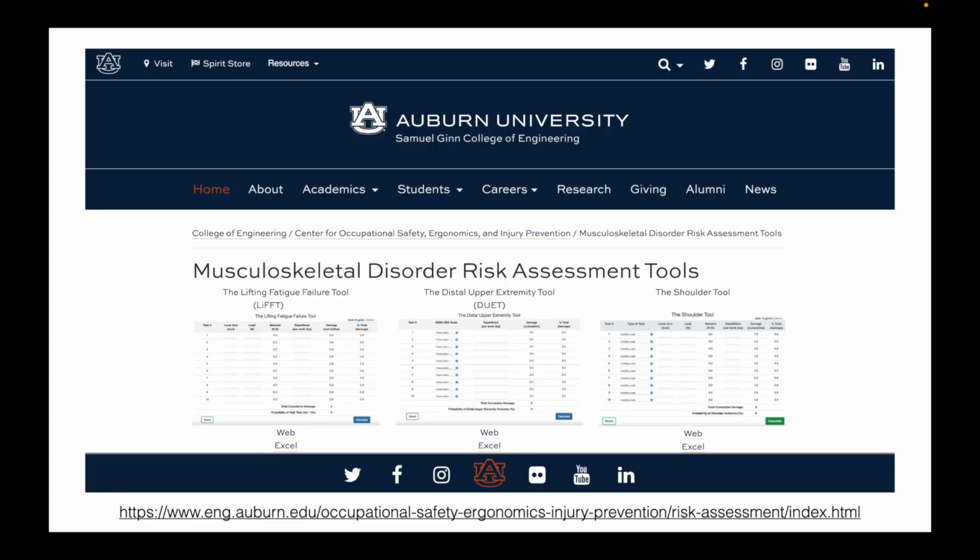Okay, Auburn University has a web page where there are versions of the fatigue failure tools: lift, duet, and the shoulder tool. So one's for the lifting, the other's for distal upper extremity MSD risk, and the other one's for the shoulder.